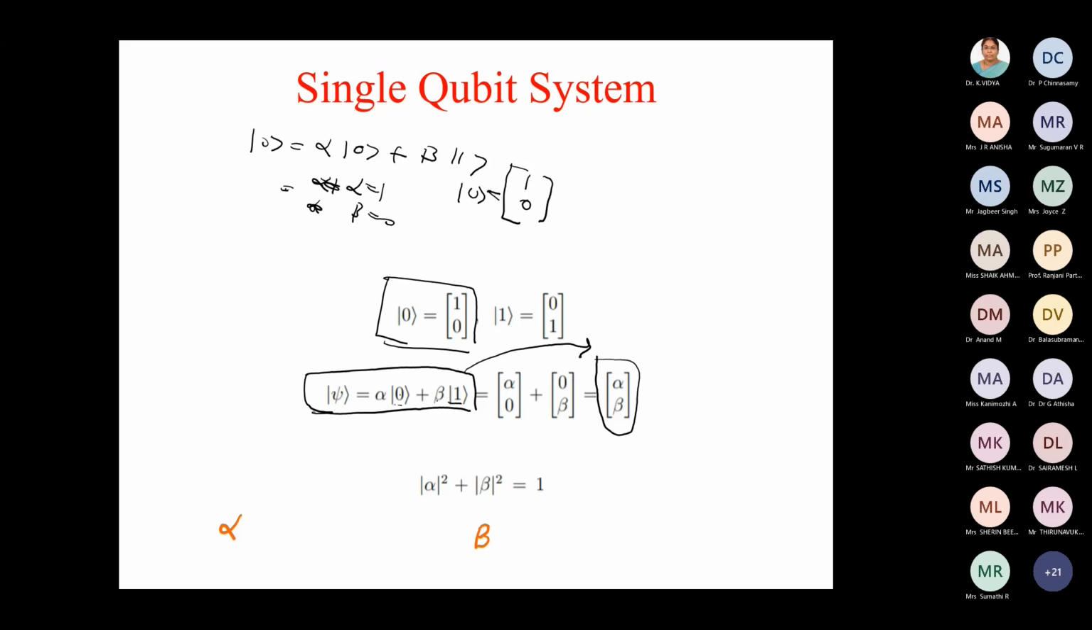A single qubit has two basis states. What are those basis states? 0 and 1. And we write an arbitrary single qubit as a linear combination of 0 and 1, so we call 0 and 1 the basis states. Any single qubit will be a linear combination or superposition of 0 and 1. Is this okay? Yes, sir. Perfect.